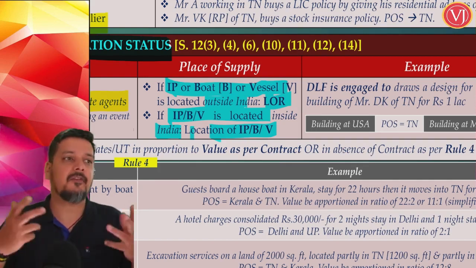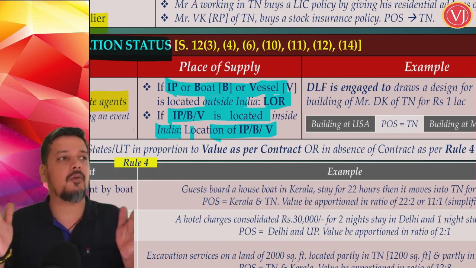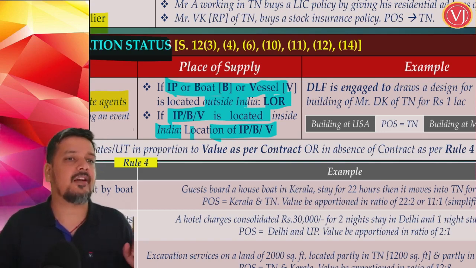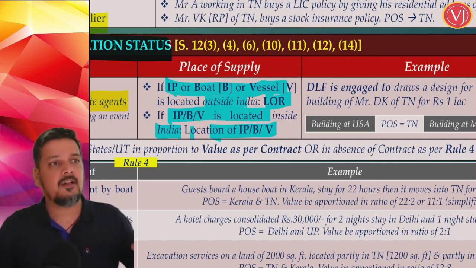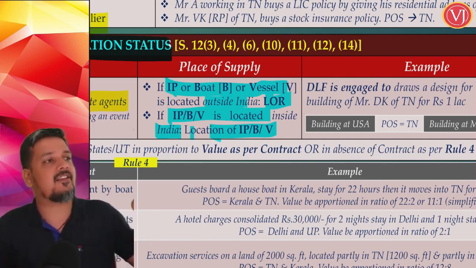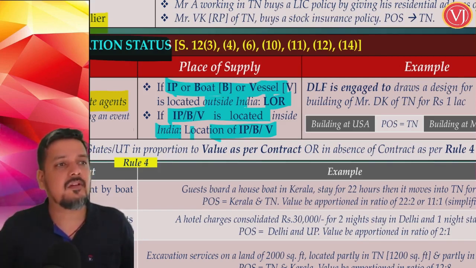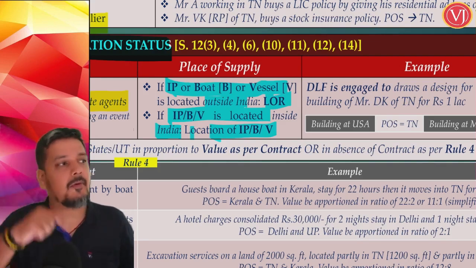Or I may give a very different example. I am constructing a new house bigger than Antilla for Mukesh Ambani. Now I am going to construct that house for Mukesh Ambani, who is there in Maharashtra, in Delhi. So where is the supplier located? Tamil Nadu. Where is the recipient located? Maharashtra. Where is he going to construct the house? Delhi. Where is the place of supply? Delhi, because immovable property is in Delhi.